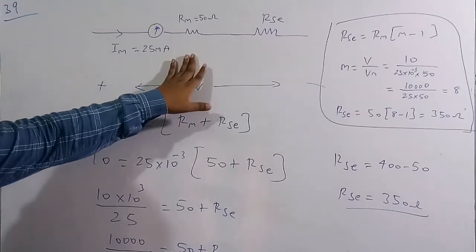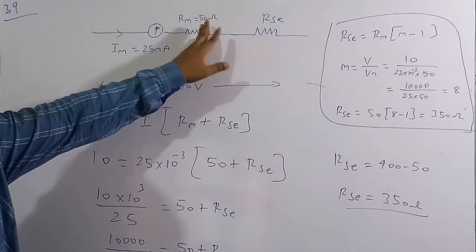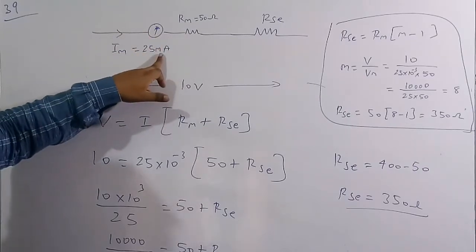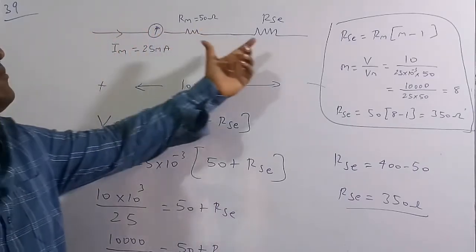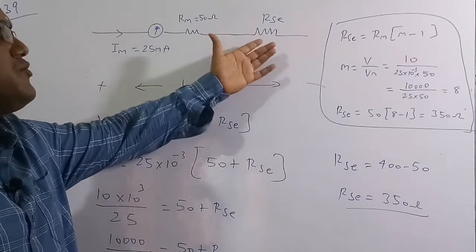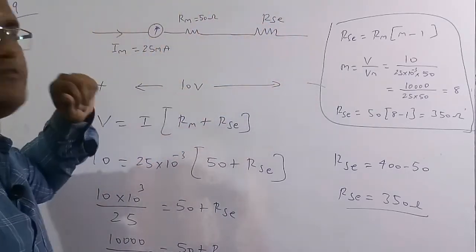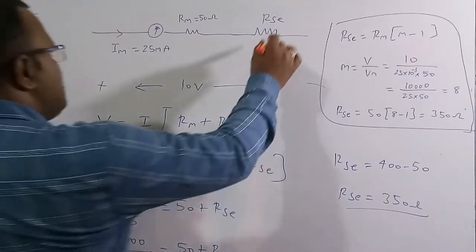In this question they have given that the meter resistance is 50 ohm and the maximum current it can read is 25 milliampere. Now we have to add an extra series resistance, so that this whole instrument can measure up to 10 volt. We need to figure out what this value is.